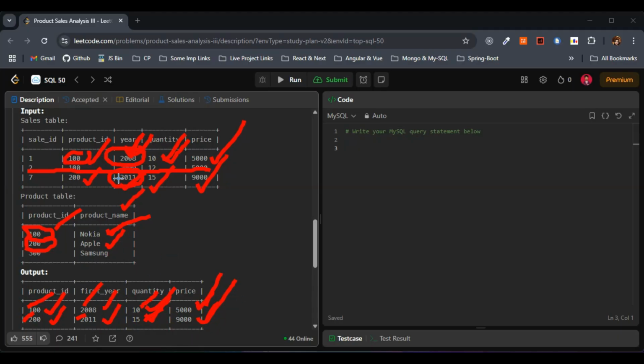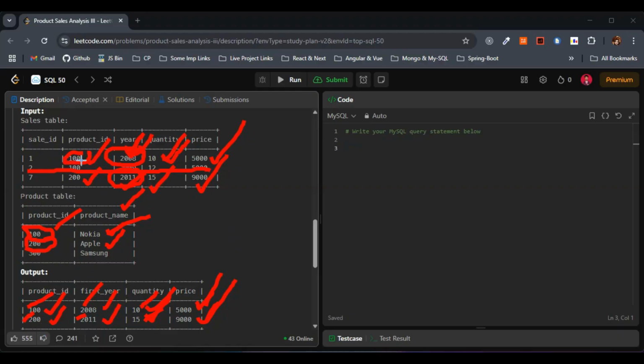Why we are considering only 2008, not the 2009 here? Because first year of sale. I stressed this one while explaining the question, right? What we need to find out. So that is the reason we are going with 100 and 200 here. Only 3 we have in the same sales table, right? Product ID 100, 100 and 200, right? With the sale ID. So that is how we got 100 and 200 here.